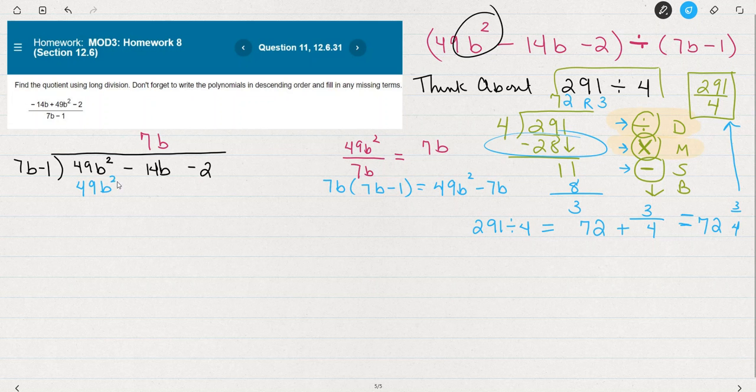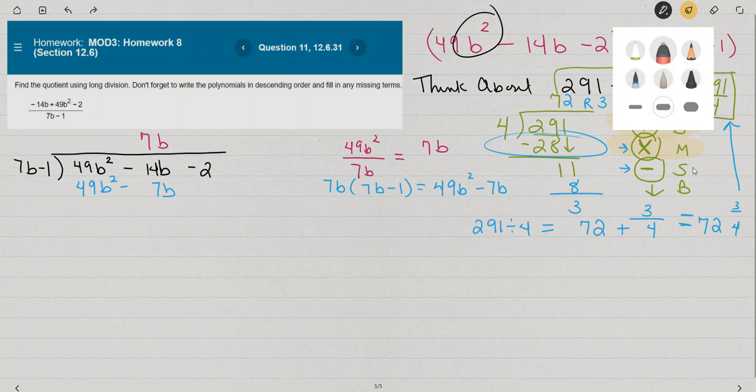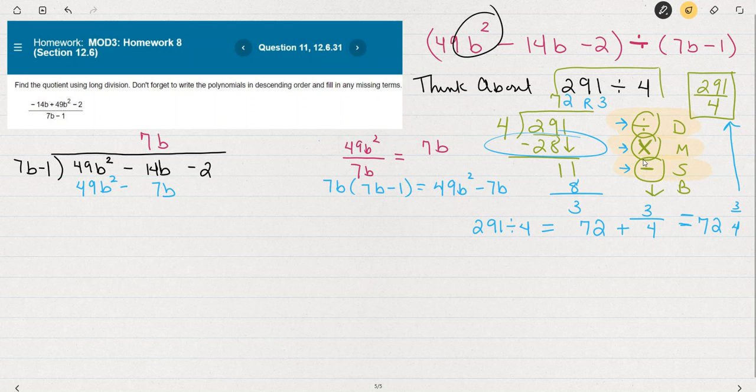49b squared minus 7b. Now watch closely what's going to happen next, because the next step is to subtract, isn't it? So as I subtract, let me warn you that this is the step where students who mostly get this process but have a tiny little mistake, this is where they'll often make it.